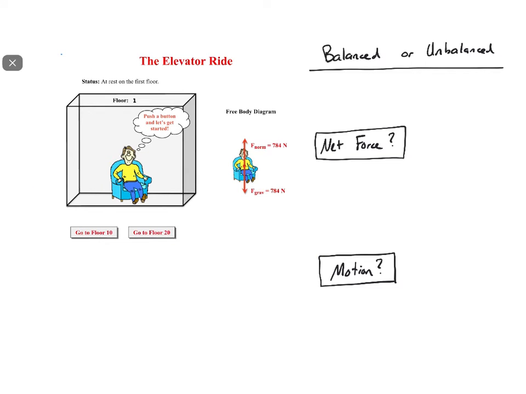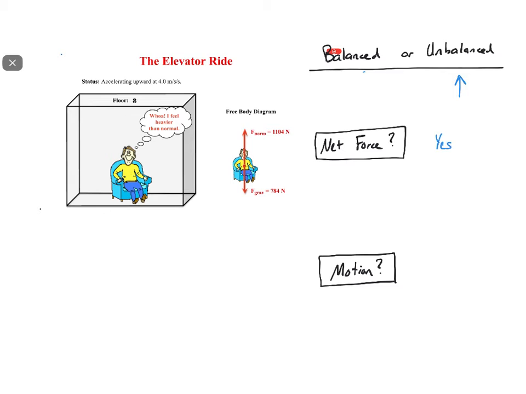In this simulation, we're going to use an elevator ride to simulate what happens with balanced and unbalanced forces. Note in the start, the forces are balanced, therefore the net force is 0, 784 up and 784 down, and this motion is at rest. We're going to next explore what happens when we have an acceleration. Notice when the elevator is at rest, the forces are balanced. However, when the elevator starts to go upwards, we have an unbalanced force.